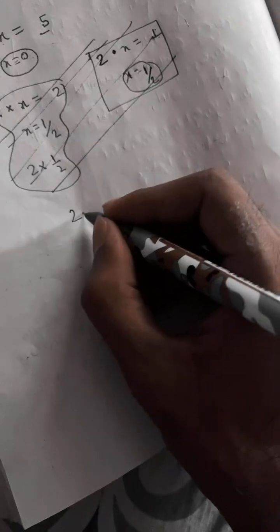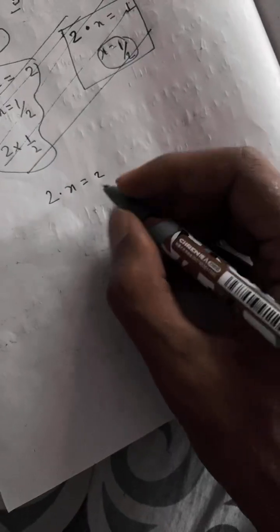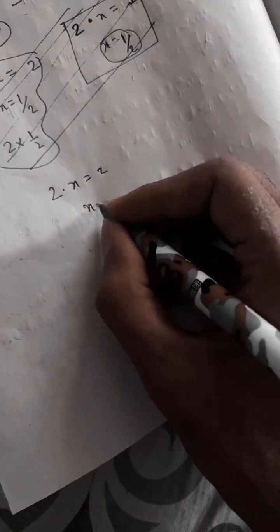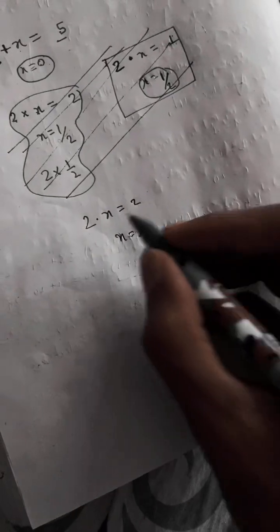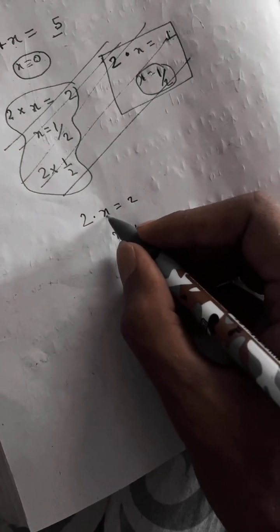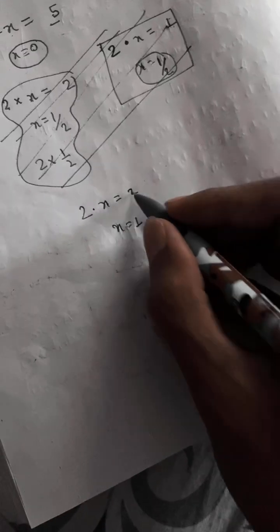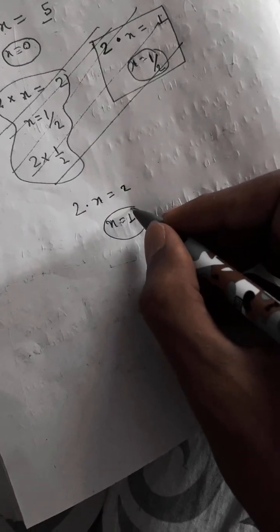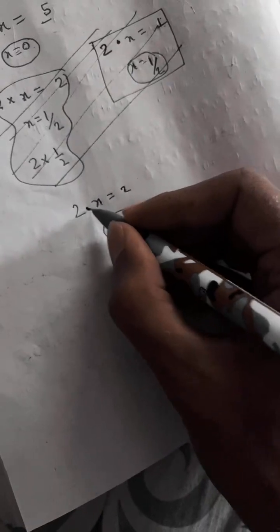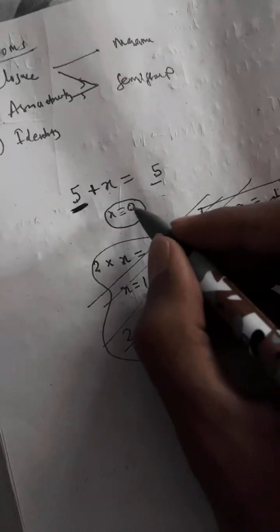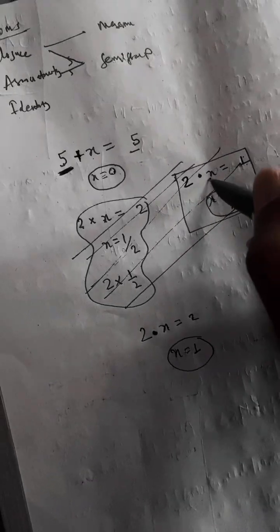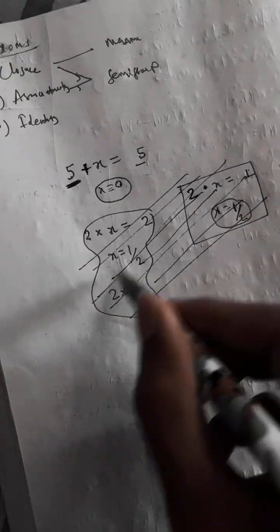So what will be the identity? 2 into x equals 2. What should be the value of x? We get 2. Well, the value of x must be 1, right? If we substitute 1 in the place of x, we get 2 into 1, which is 2. So 1 is the identity element with respect to the binary operation multiplication. But 0 is the identity element with respect to the binary operation addition. This was a mistake; I was talking about a different axiom. Okay, so don't worry about that.